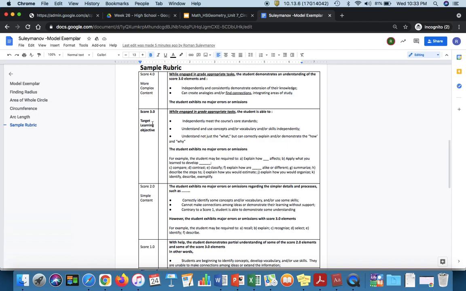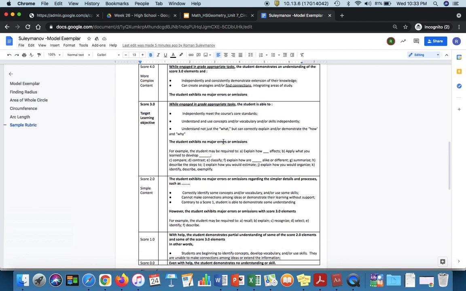If students get a 3, they're on target of the learning objective. They're able to independently meet the core standards, understand and use the concepts independently, and understand not just the what, but can correctly explain and/or demonstrate the how and the why. So there is a big emphasis with respect to this rubric on being able to do the question independently versus having help and still being able to do the question with the help.